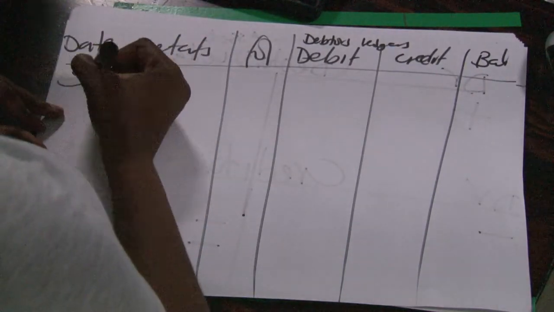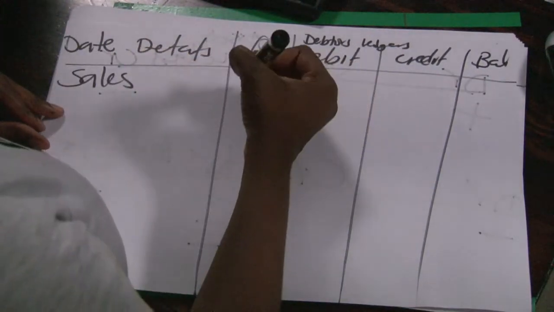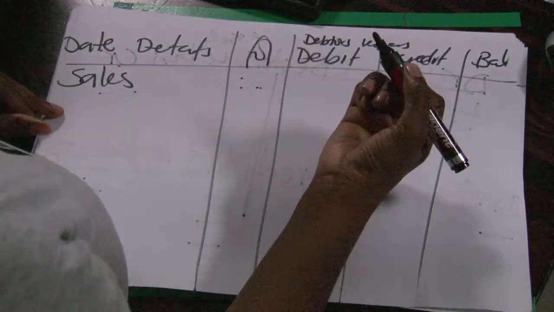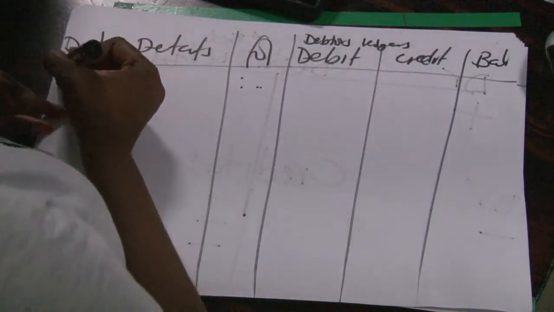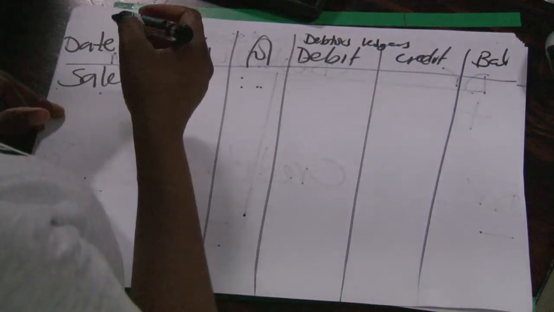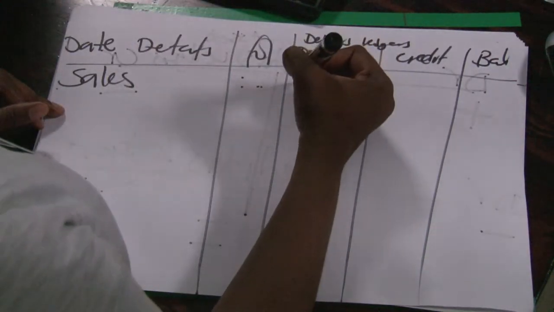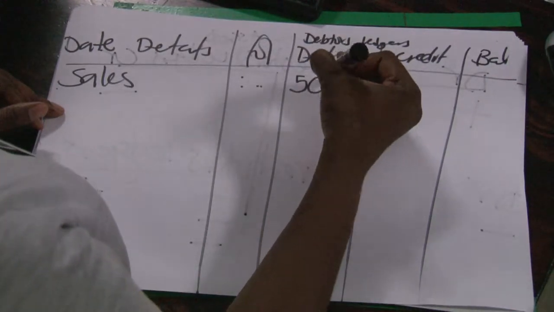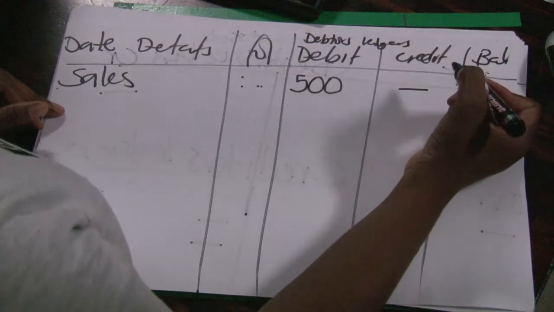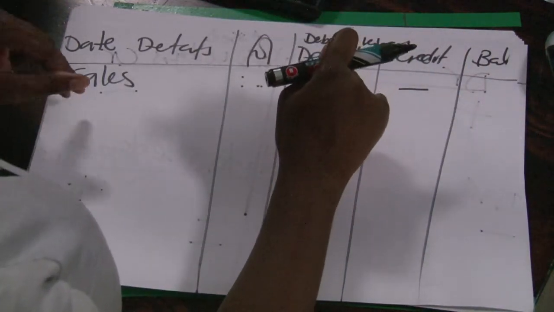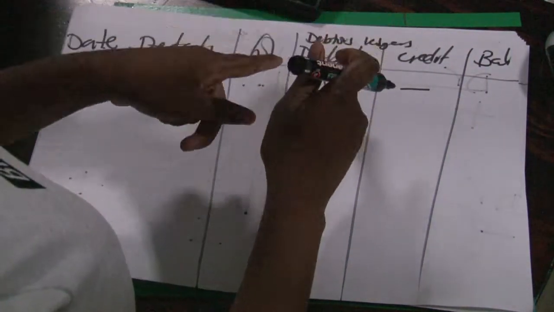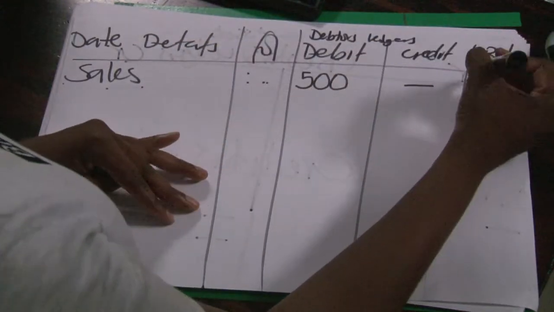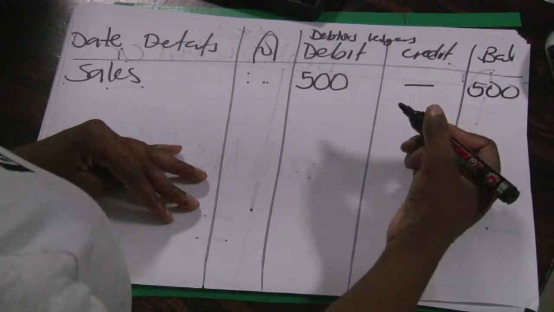So we are going to say sales. For your number, you put the number here. The date you write is when that transaction took place. Then you say how much was sold to Selma: 500. Here you put nothing because it's the debit side, because debtors are increasing on the debit side. Can you see I just recorded on the debit column, and then here 500 on the balance.